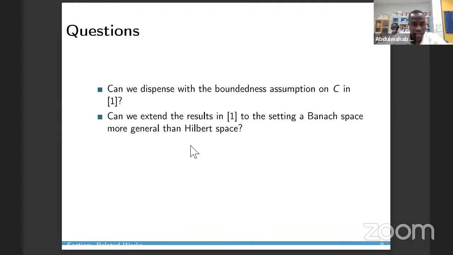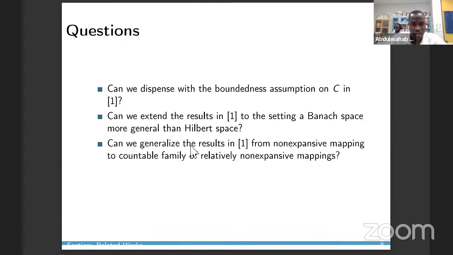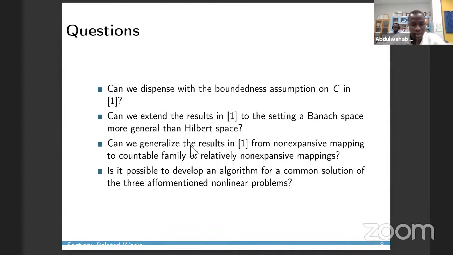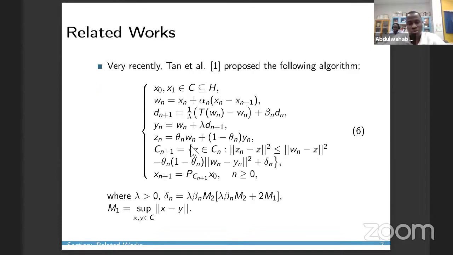So the first question here is, we try to see if we can dispense that strong assumption of boundedness on C. And secondly, we tried to extend the result from the setting of Hilbert space to the setting of more general Banach space. And thirdly, we tried to generalize the result from non-expansive mapping to a countable family of relatively non-expansive mappings. Fourth, we tried to see if we can develop an algorithm for finding a common solution of three different problems, that is, in addition to the fixed point problem considered by Chan et al.